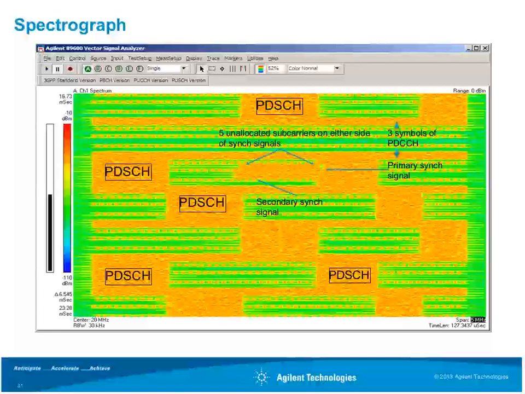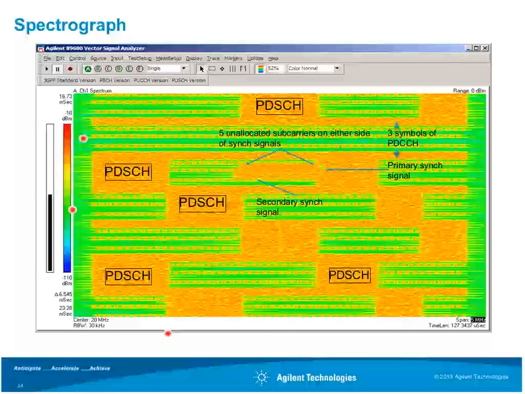The spectrum versus time, or the spectrogram, is really one of the most useful general or non-demodulation measurements for LTE. The y-axis is time from top to bottom, with the x-axis being frequency, and the power level, of course, is denoted by the various colors. It allows us to have an overall view of the signal at a glance and interpret some of the different characteristics.